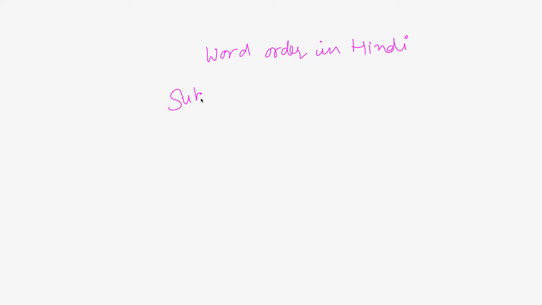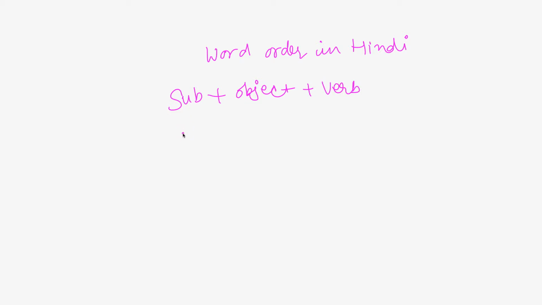Now we are going to learn about word order in Hindi. So in Hindi, word order is first your subject, then your object, and at the end it is verb.